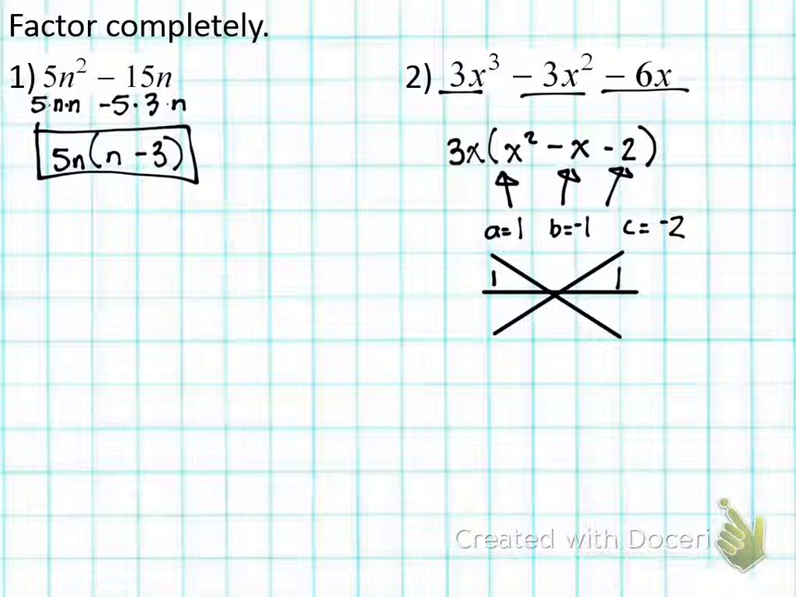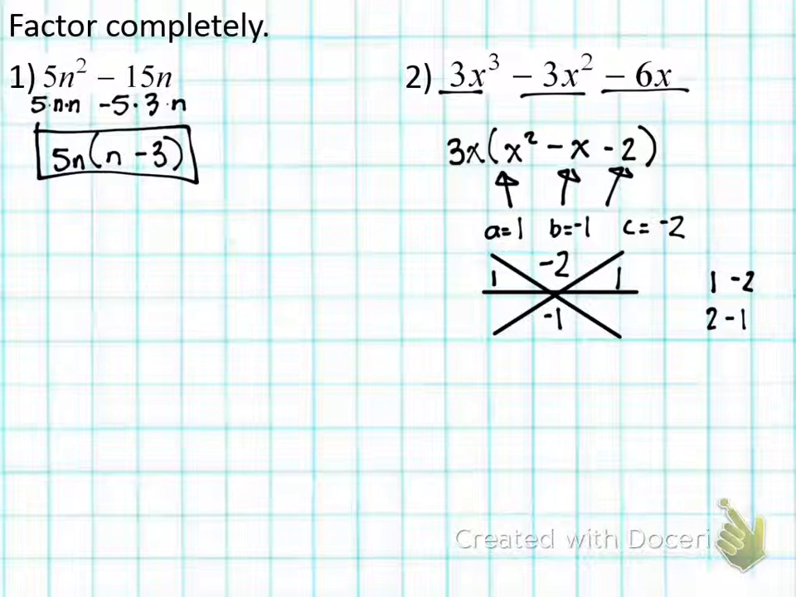A times C is negative 2. B is negative 1. I ask myself, what times what is equal to negative 2? It adds up to negative 1. So I know that positive 1 times negative 2 multiplies to negative 2. I also know that positive 2 times negative 1 multiplies to be negative 2. So I want to figure out which one adds up to negative 1.